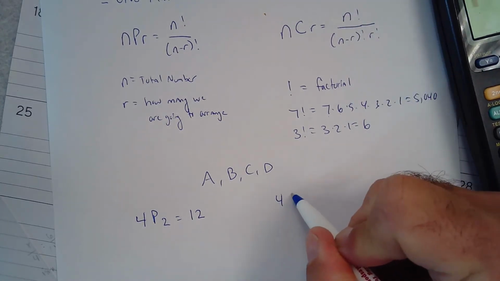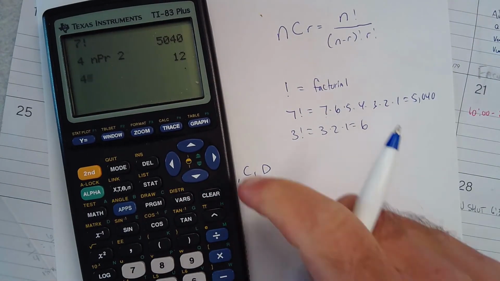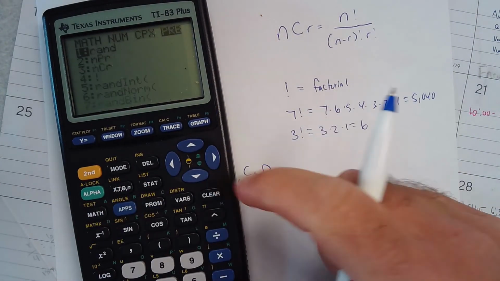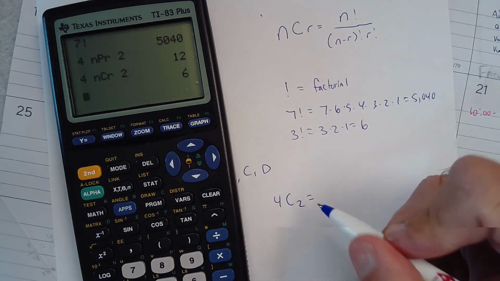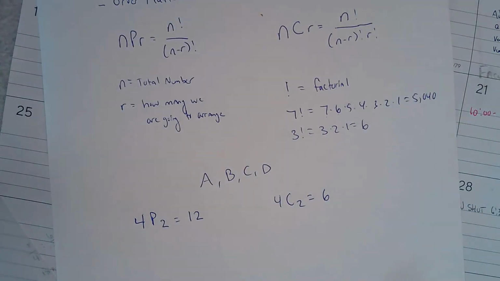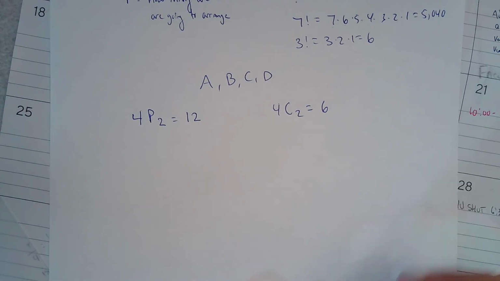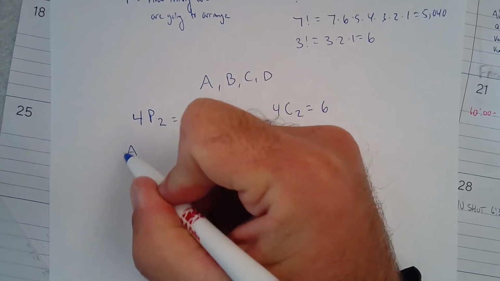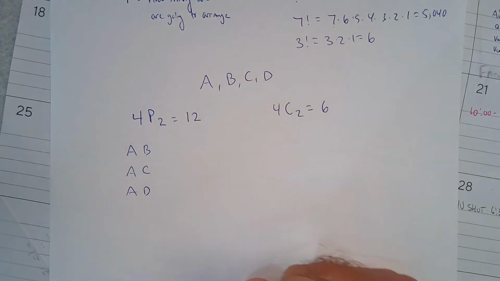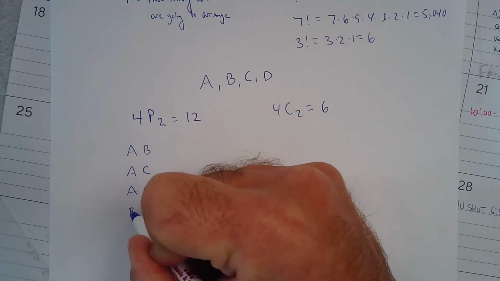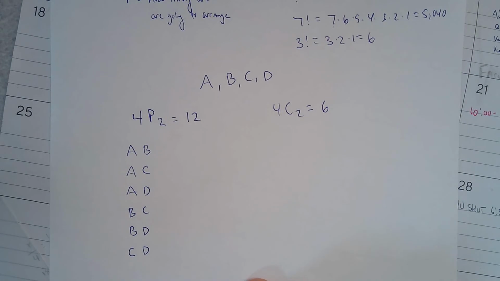Now if I was treating this as a combination, if I type in 4, math, PRB, and I hit 3 for the combination button, 4 combination 2 is going to be 6 possibilities. Now we're going to show you why there's 12 possibilities and why there's 6 possibilities. If I was going to select 2 letters, I could start off saying, starting with A, I could select AB, AC, AD. And then with B, I could select BC, BD. And if I start with C, I could select CD.